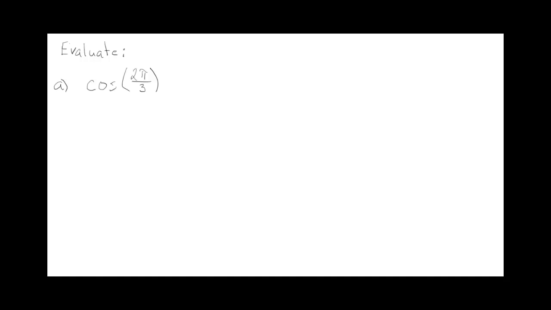Okay, in this video, we're going to evaluate some trigonometric ratios without using a calculator. So here's a ratio you should be able to evaluate without a calculator. Cosine of 2 pi by 3. Now 2 pi by 3 is not one of your special angles, but it's a multiple of your special angle. So that's why you can do it.